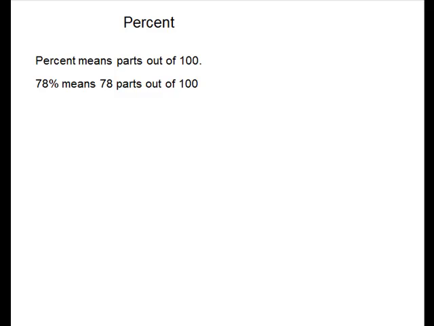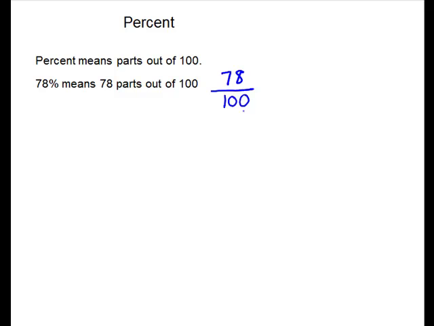Percent. Percent means parts out of 100. For example, 78% means 78 parts out of 100. We could write it as a fraction, 78 parts out of 100 total. And then, of course, you could reduce, but this shows 78%.